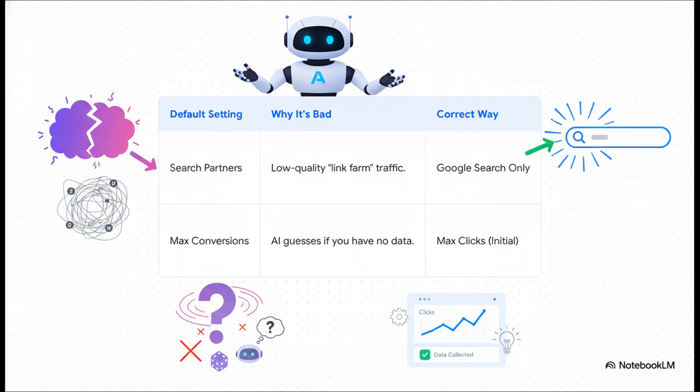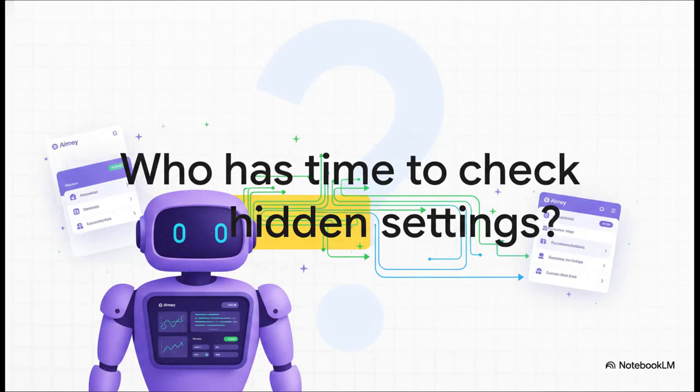Google defaults to max conversions. The problem is, if your account is new and has no data, the AI is just guessing with your money. You need to start with max clicks to gather some data first, and then you can switch to a smarter conversion-focused strategy.